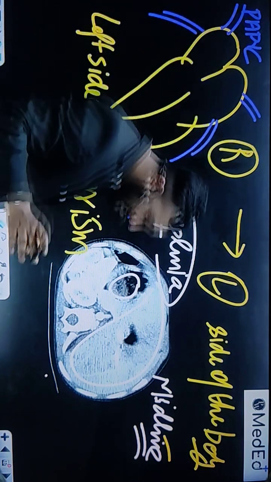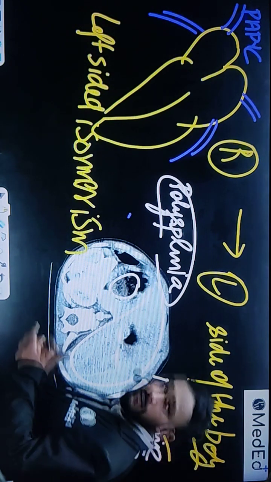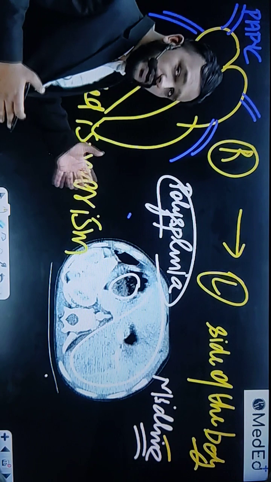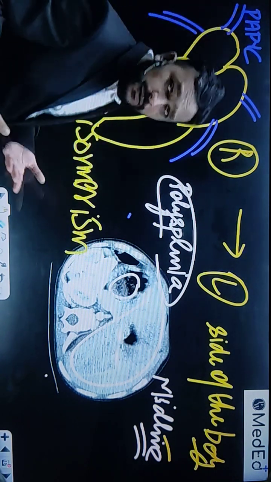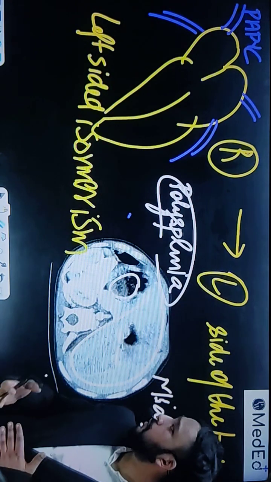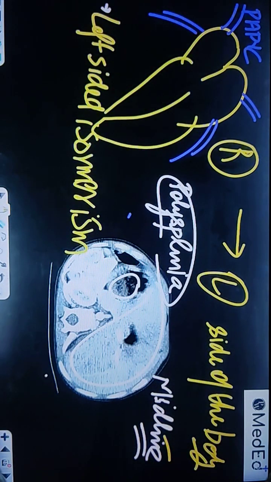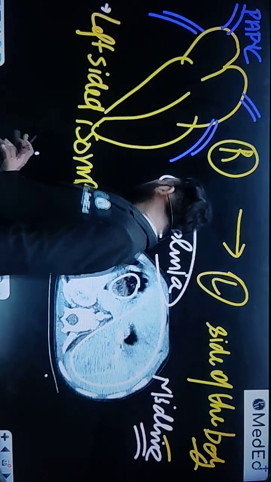The spleen will be seen on the right side of the body, and these spleens will try to take the appearance of the liver. The liver has two lobes. So here in this case, the spleen also tries to take the appearance of multiple lobes, and this is known as polysplenia. So guys, if a question comes on left-sided isomerism, what will be present? You can see polysplenia, right?